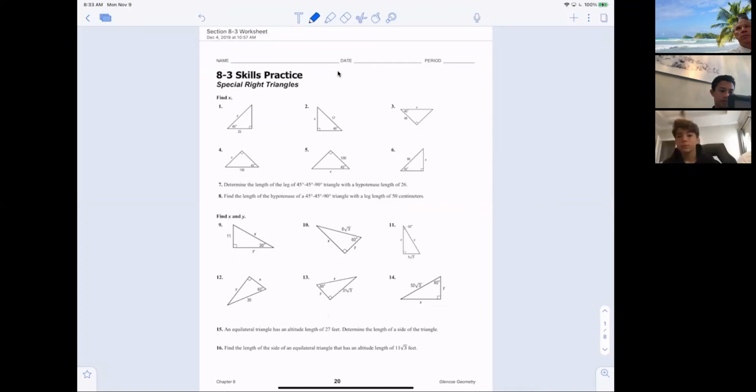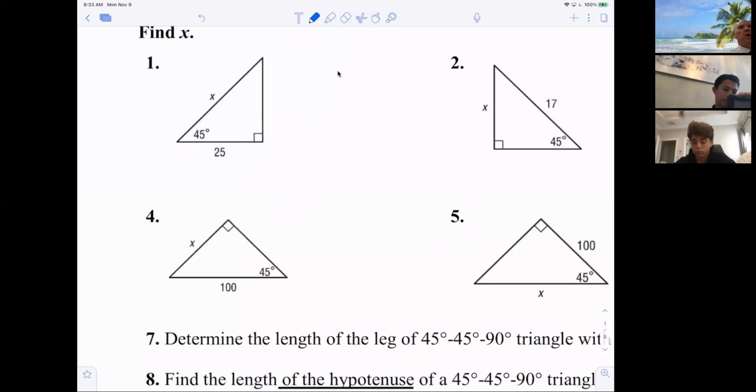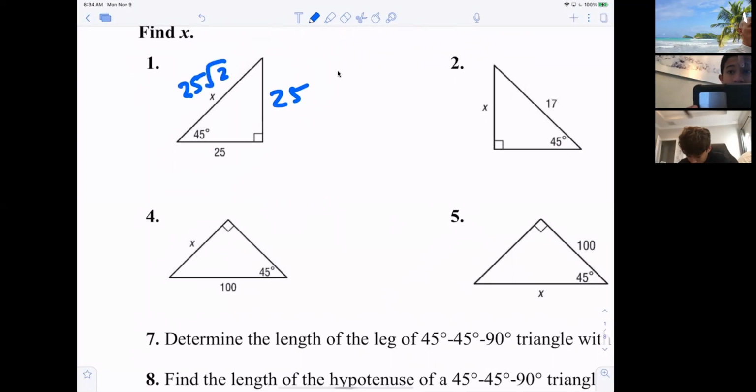All right. So here we go. Now, again, we're going to name all the sides just for practice. So the other leg is what? And the hypotenuse? 25 radical 2.